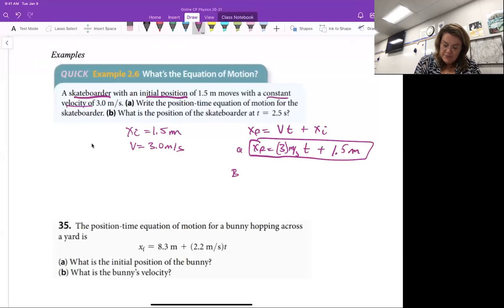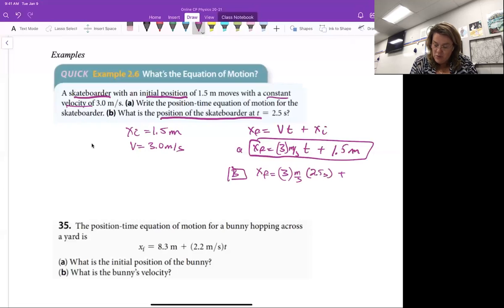And then B. What is the position of the skateboarder at time equals 2.5? Well, I just take that equation. x final is equal to 3 meters per second multiplied times 2.5 seconds plus 1.5 meters. And have I worked a problem, or do I have to do it myself again?